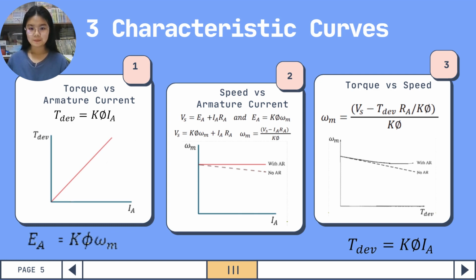Then we can notice that the speed decreases as the armature current increases, but practically, due to the armature reaction, flux decreases with the increase in armature current, and hence the speed decreases only slightly.